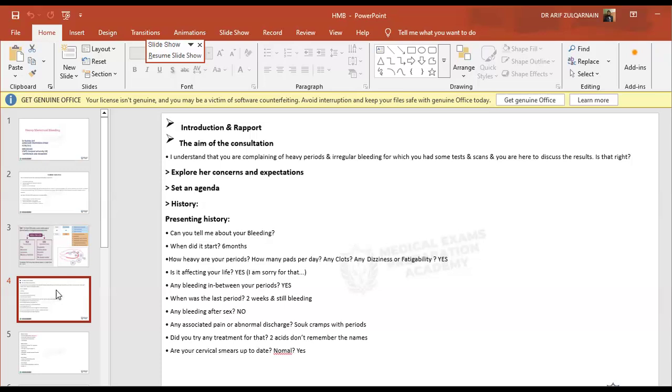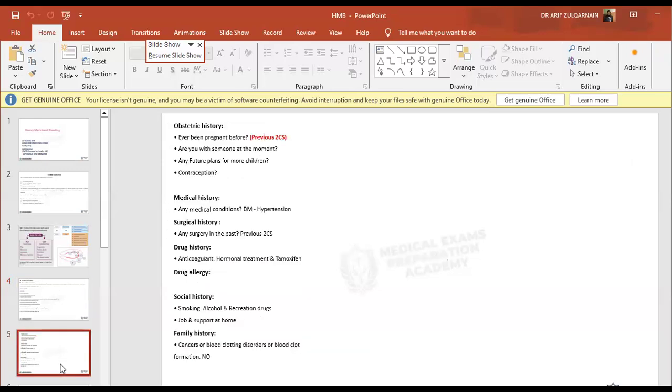Is she up to date with her cervical smears? Then you will ask about obstetrical history. Has she ever been pregnant? What were the modes of delivery? In this scenario, she had two previous cesarean sections. Then her sexual history. Is she using any contraception? Any medical problems like diabetes, hypertension? If you are planning to give her combined oral contraceptive pills, then you will rule out the contraindications of the combined oral contraceptive pills.